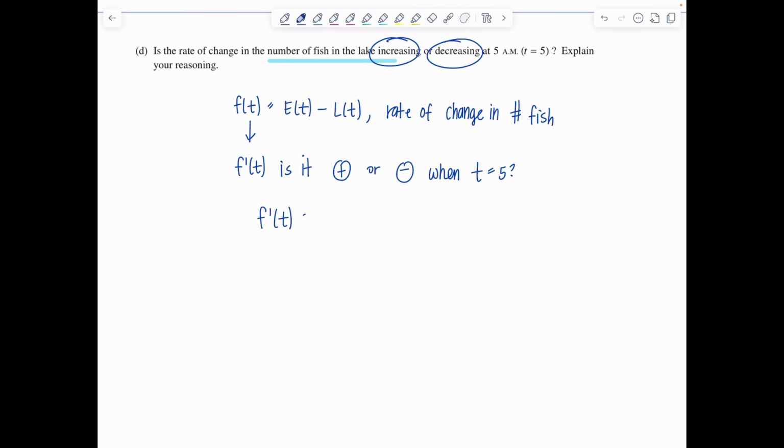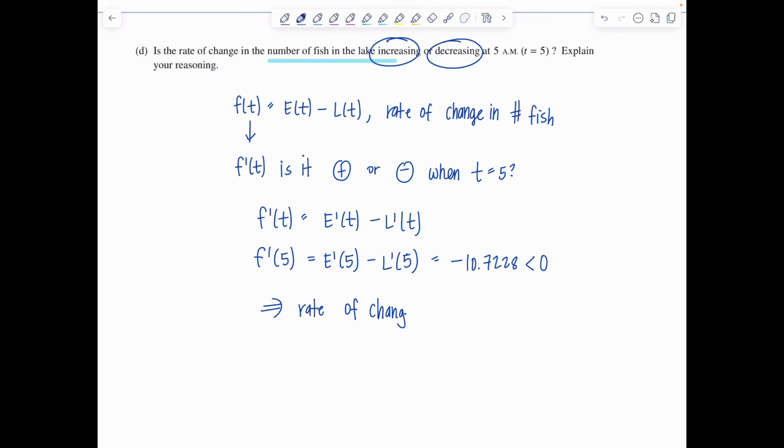So f prime of t would be e prime of t minus L prime of t, and f prime of 5 would be e prime of 5 minus L prime of 5. Again, use your calculator, okay? So that would be negative 10.7228. No one really cares what the number is, just so long as we say it's negative. I mean, write down what it is, but okay. And then that tells me, okay, the rate of change in the number of fish is decreasing, okay? When t equals 5.